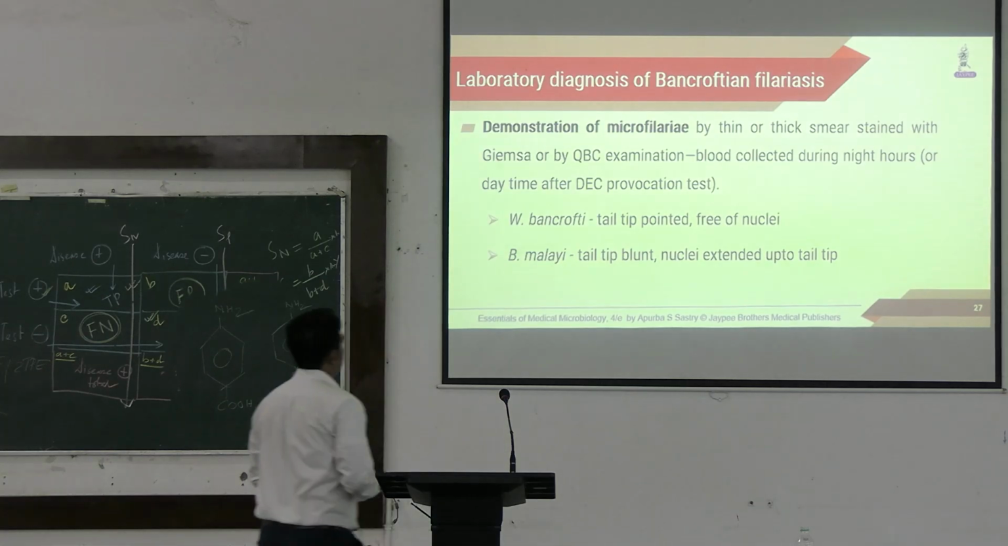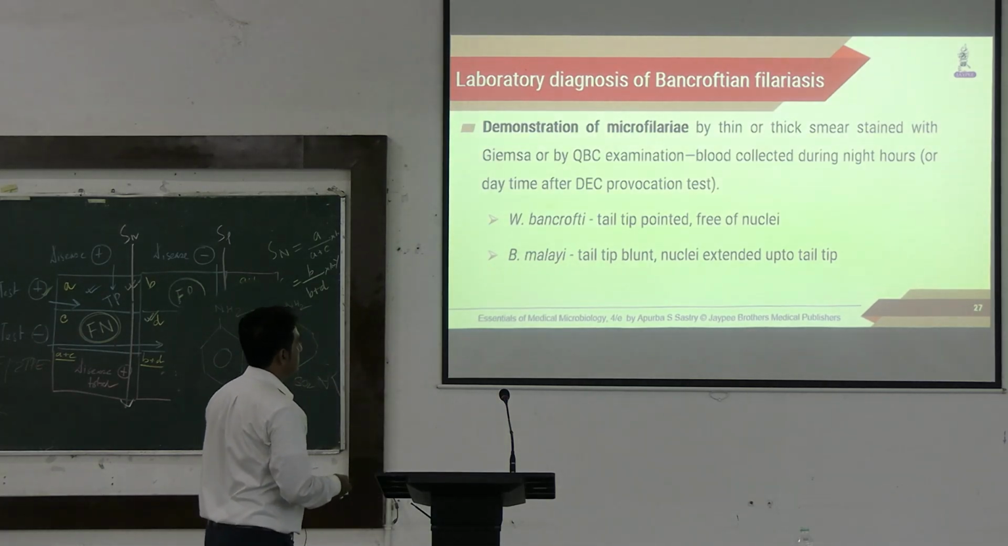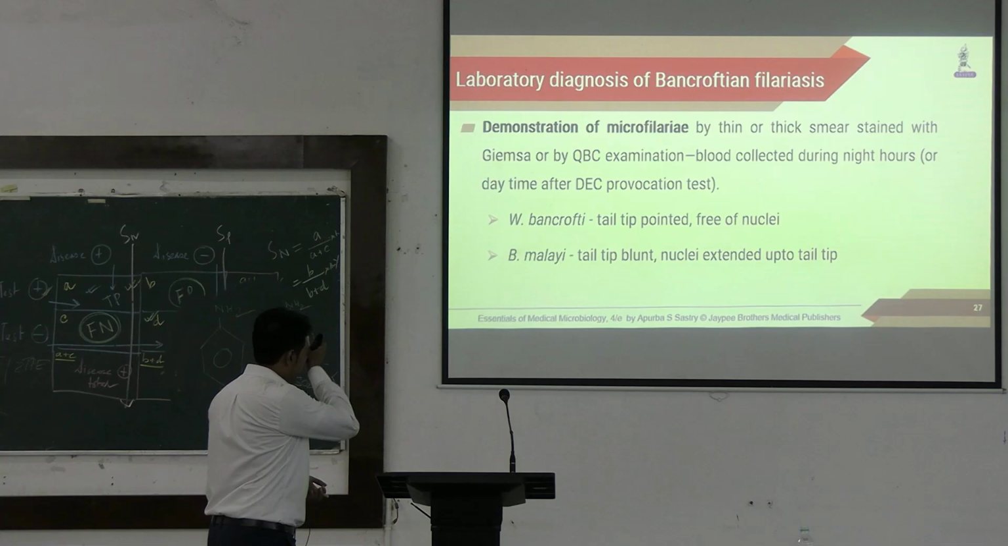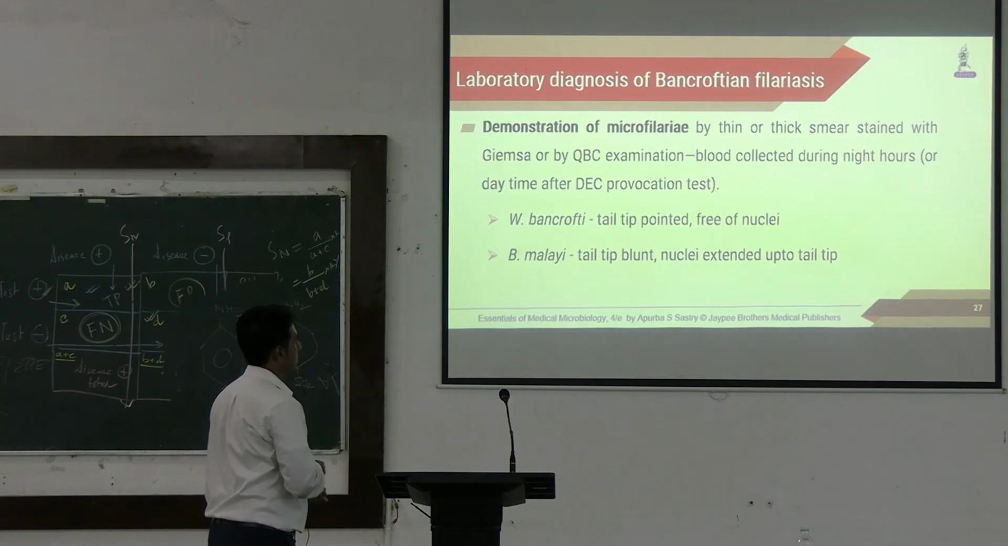How to demonstrate Wuchereria bancrofti? The tail tip is pointed and free of nuclei, and in Brugia malayi, the tail tip is blunt and nuclei are extended up to the tail tip.